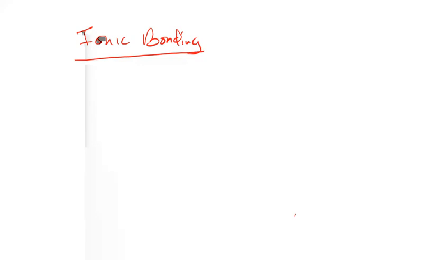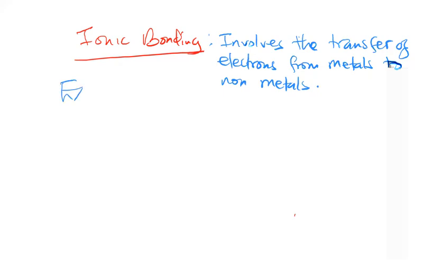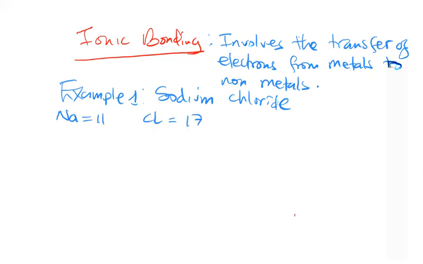So we said ionic bonding involves the transfer of electrons from metals to non-metals. Example one, we'll look at sodium chloride. Sodium's atomic number is 11. Chlorine's atomic number is 17.